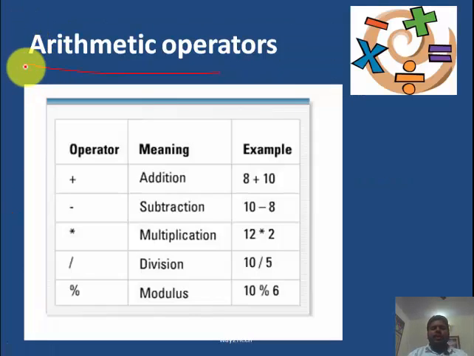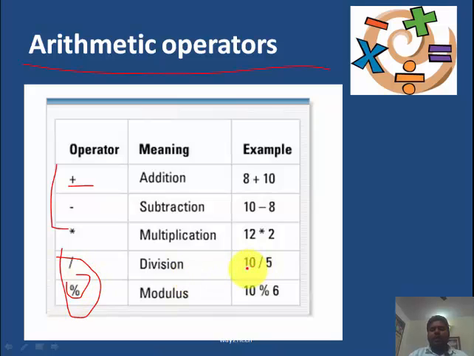The next operators are arithmetic operators. What are arithmetic operators? These mathematical operators, plus, minus, multiplication, division, are all known as arithmetic operators. Plus is addition, minus is subtraction, then multiplication, division, and modulus division. We know all these operators, but there is a difference between division and modulus division. In division we get the quotient, and in modulus division we get the remainder.